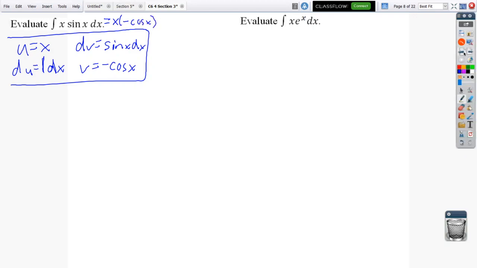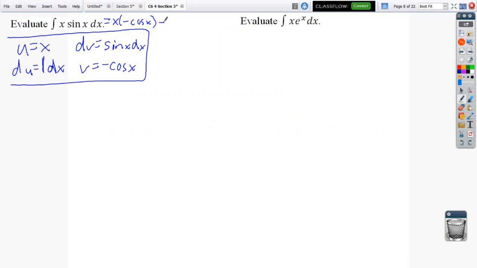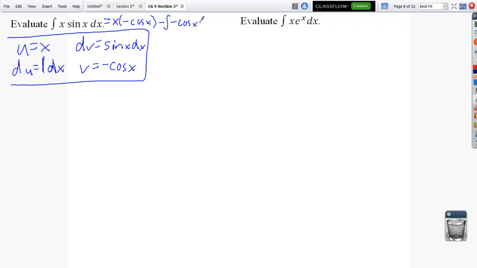Next part of the formula is minus integral of v, negative cosine x times du dx. So that's the integral problem that we have. The integral of x sine of x dx is equal to x times negative cosine of x minus the integral of negative cosine of x dx.